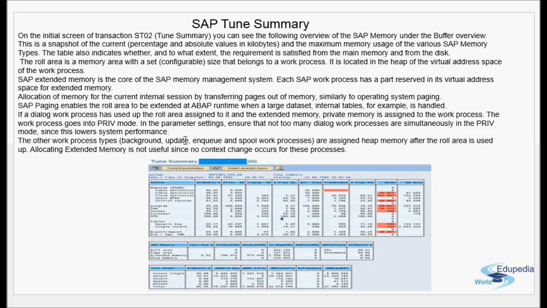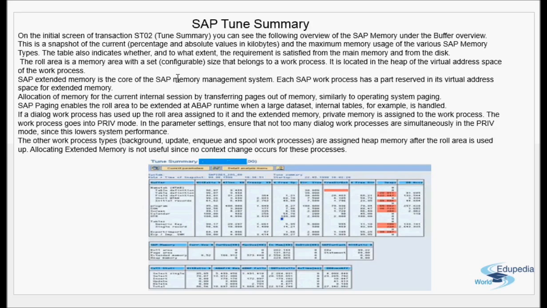Now the next one is allocation of SAP extended memory, which is the core of the SAP memory management system. Each SAP work process has a part reserved in its virtual address space for extended memory. So every application server has its own extended memory, and every work process has its own part reserved in the virtual address space for extended memory. So every work process has its space reserved in the extended memory.